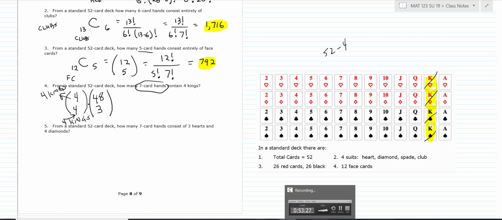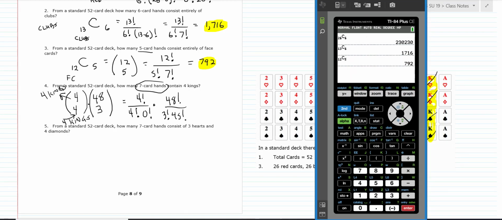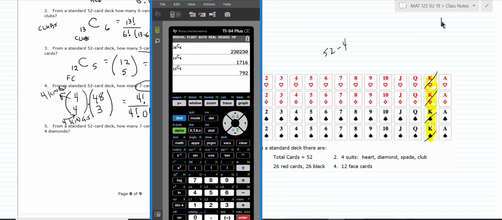Now what we're going to do on this is when we put this together in the formula, this would go like this. This would be 4 factorial over 4 factorial and then 0 factorial, just by using that. 4 minus 4 is 0. So that would be that first thing. The second thing would be 48 factorial over 3 factorial, and then 48 minus 3 is 45 factorial. Okay, and that's good enough. From here, we're just going to put this in the calculator. So let's put this together kind of like this.